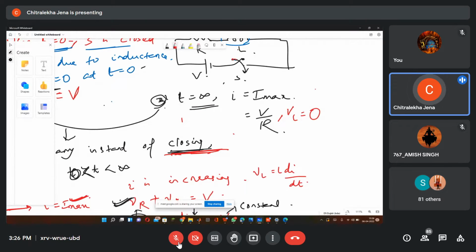Okay, at that time V is equal to how much? The same KVL equation is valid: VR plus VL is equal to V. What is my VR? VR is my maximum, that is equal to I into R. So what is my VR? VR is equal to how much? Tell me. VR is equal to I into R.